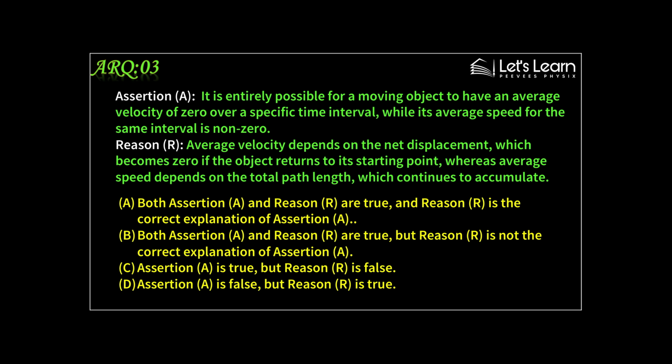Another assertion reason question. It is entirely possible for a moving object to have an average velocity of 0 for a specific time interval, if it comes back. This is possible. But the average speed for the same time interval is not 0. True. Average velocity depends on the net displacement, which becomes 0 when the object returns. Whereas average speed depends on the total length of the path, which continues to accumulate, which means it gets added on as you travel. So this is also true, and this is the real reason for the assertion. So the answer is A.